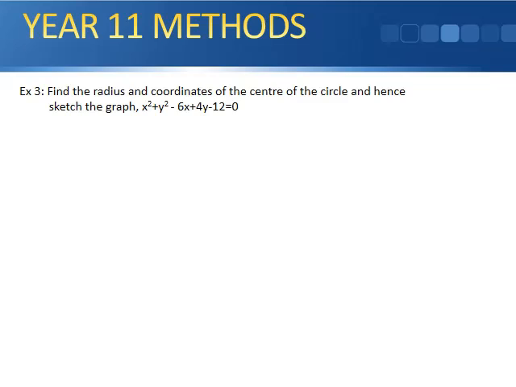Example 3 says find the radius and coordinates of the centre of the circle and hence sketch the graph. Because I'm doing it freehand, it's a little bit hard, but I will find the radius and the centre for you. So here we've got to group these, and then we're going to have to complete the square. I'm going to go x squared minus the 6x together. I'm going to leave a gap, because then I'm going to put the y squared plus the 4y together. Okay, and then I've got the minus 12. Just leave a gap there, and that will equal 0.